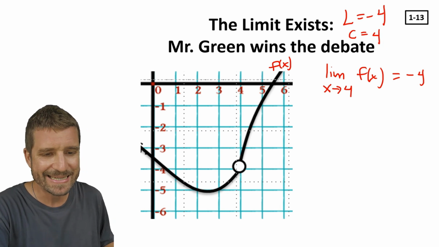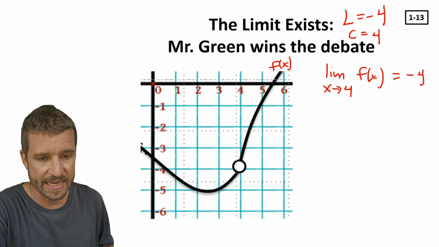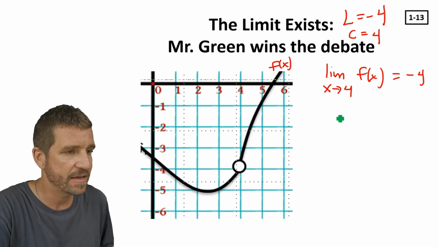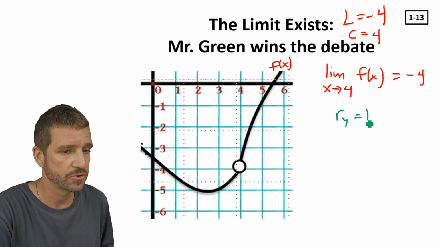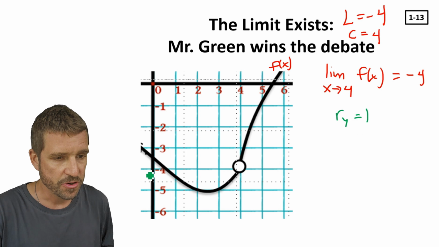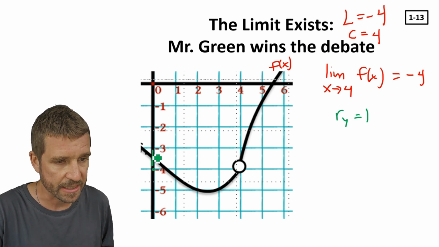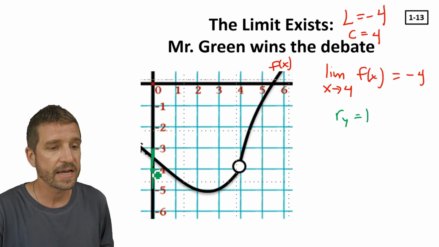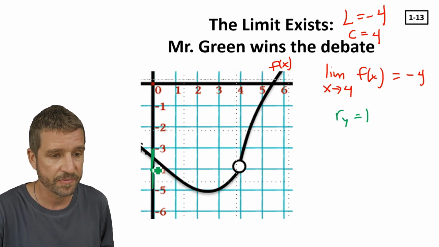So let's make it easy at the beginning. Let's say that Mr. Red says, okay, I'm going to give you an r sub y equals 1. So that means that we're going to be between -3 and -5, right? Because -4 plus 1 is -3, -4 minus 1 is -5, all right?